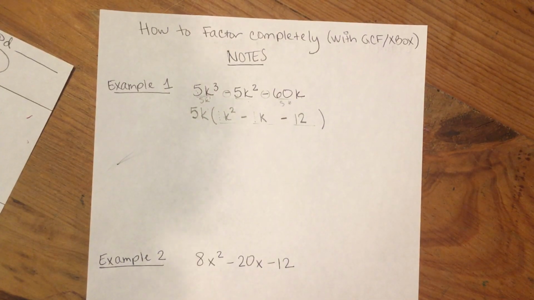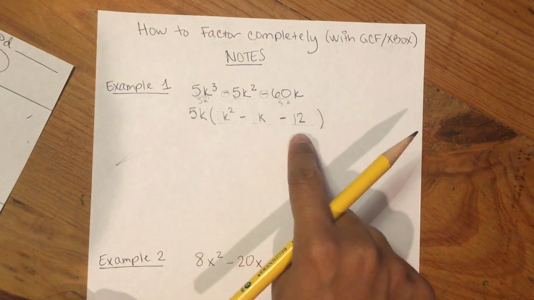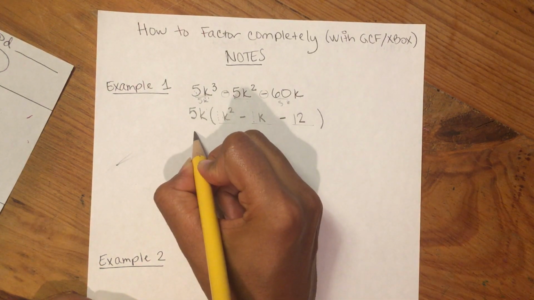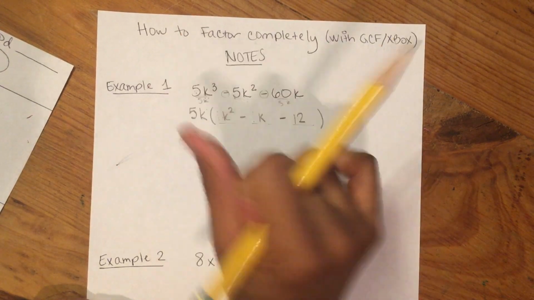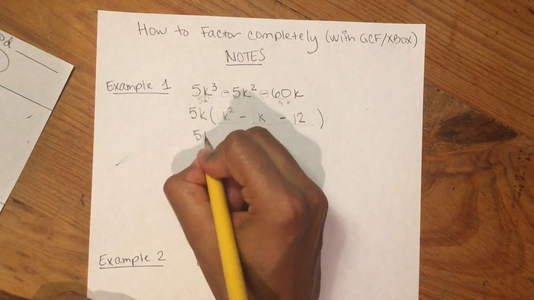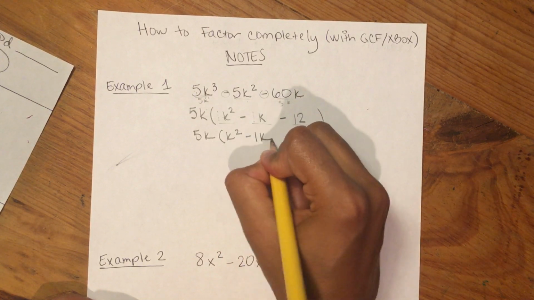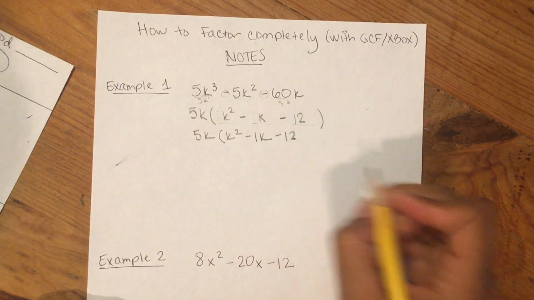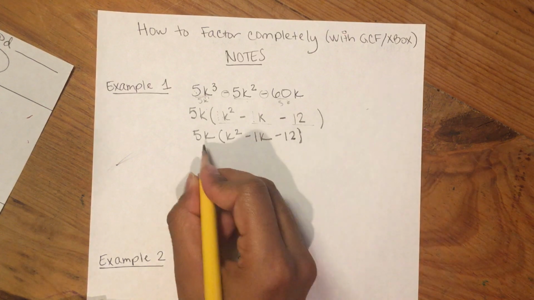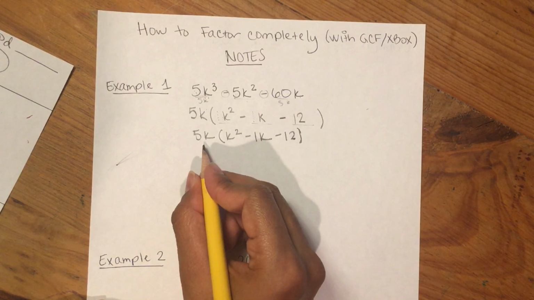All right, so do you see what we have left? Well, this is a little messy. I'm gonna rewrite, okay? You don't have to rewrite, it's not necessary. I'm just saying it's messy the way I wrote it. 5k times k squared minus 1k minus 12. Good. So we found our GCF, we pulled it out.